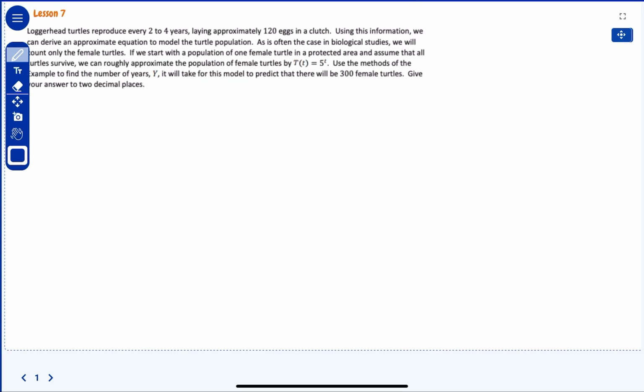Okay, so remember when we squeezed everything down to a decimal for the exponents? That's what we're going to be doing here. Now, we got to start with the very first. Where are we going to start at to try and get 300 with 5 to the T? What is that going to give us to be in between?